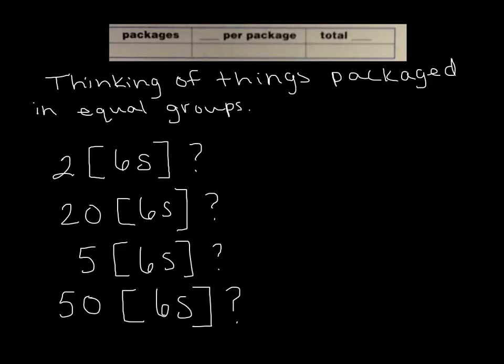Let's try some of these to get warmed up today. I'm thinking of things that can be packaged into equal groups, something that would come from a multiplication division chart like this. If I had two packages of things that came in sixes, how many would I have total? It's kind of like a multiplication problem. Two groups of sixes is the same as saying 2 times 6. 20 groups of sixes is the same as saying 20 times 6. You're going to write down what each of these equal on your board for your warm-up. Go ahead.